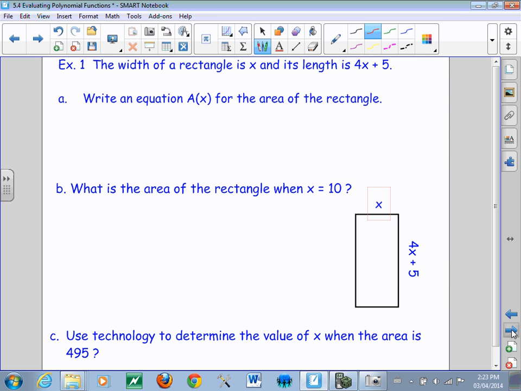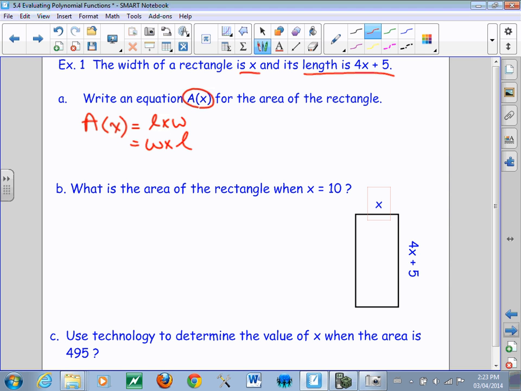What's the information given? The width of a rectangle is x and the length is 4x plus 5. Write an equation for the area with reference to x. So again, we know area equals length times width, but we're just using function notation. So area with respect to its width is going to equal length times width, or in this case, width times the length. I like doing that one better.